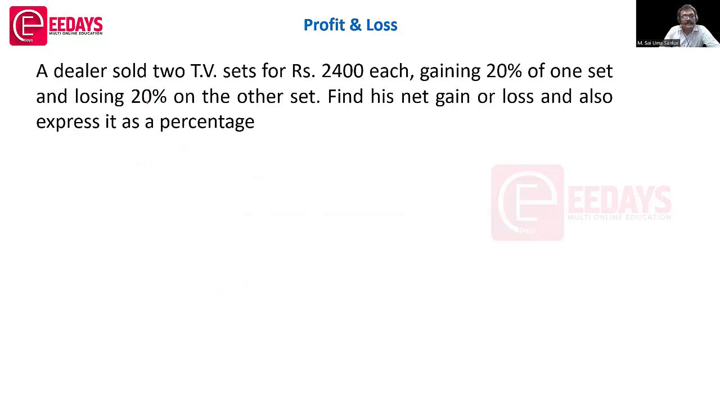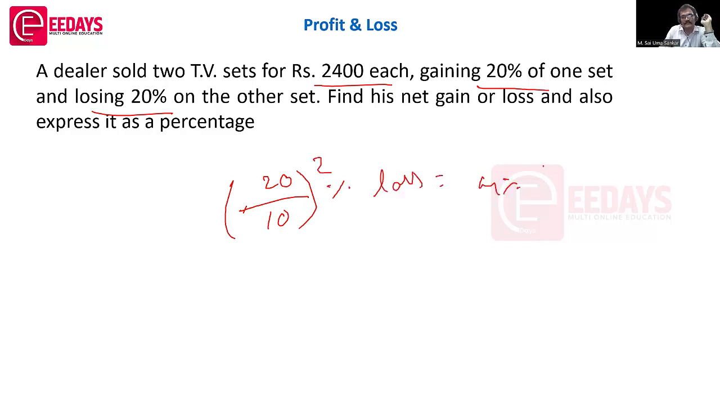Next, a dealer sold 2 TV sets for 2400 rupees each, gaining 20% on one set and losing 20% on the other set. Find his net gain or loss and also express it as percentage. What is the 4th point? If the selling price of 2 articles is the same, on one article a person gets R% profit and on the other article that person gets R% loss, then what is the net effect? (R by 10) whole square % loss, or not? So what happened? That is (20 by 10) whole square % loss. So that is equal to 4% loss.